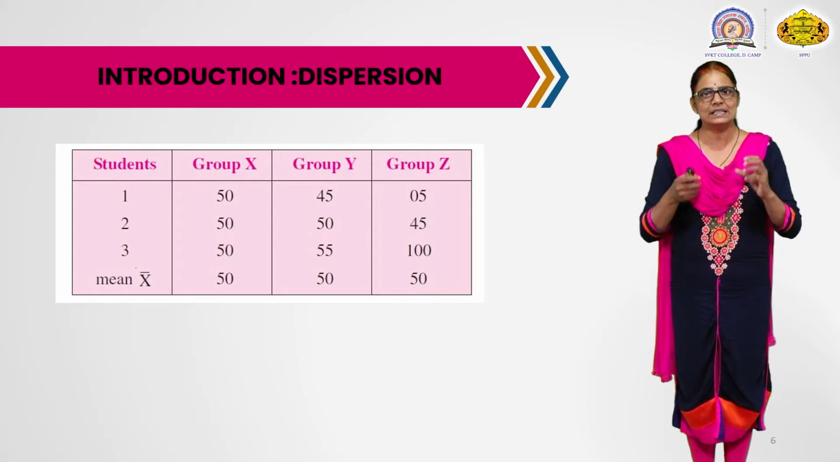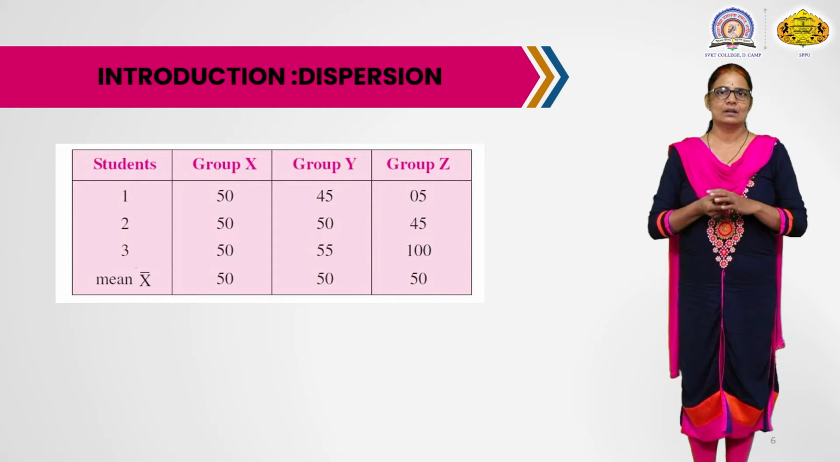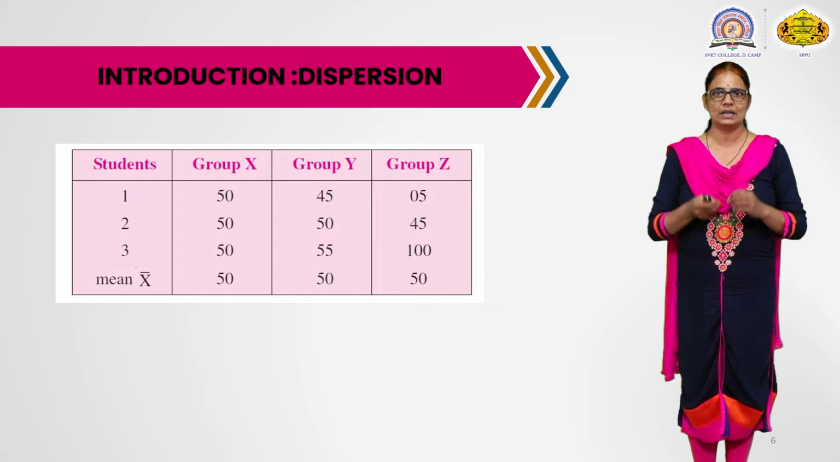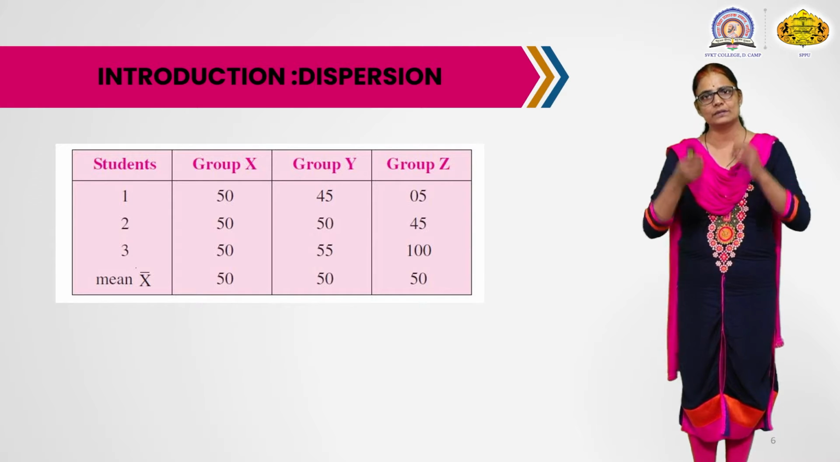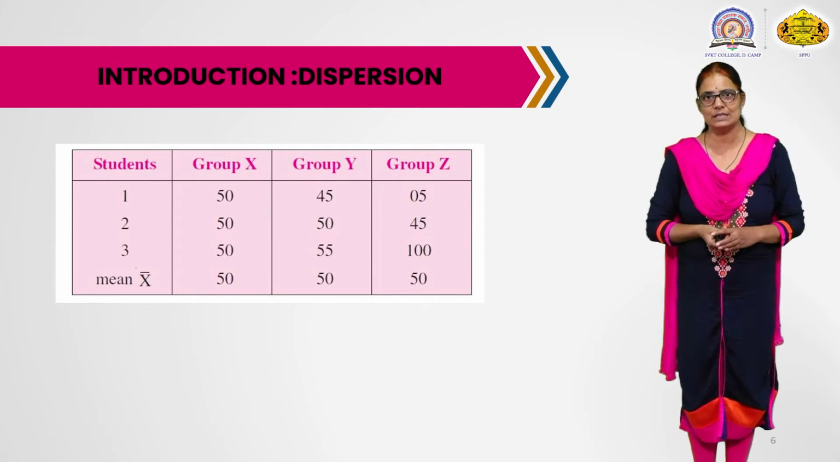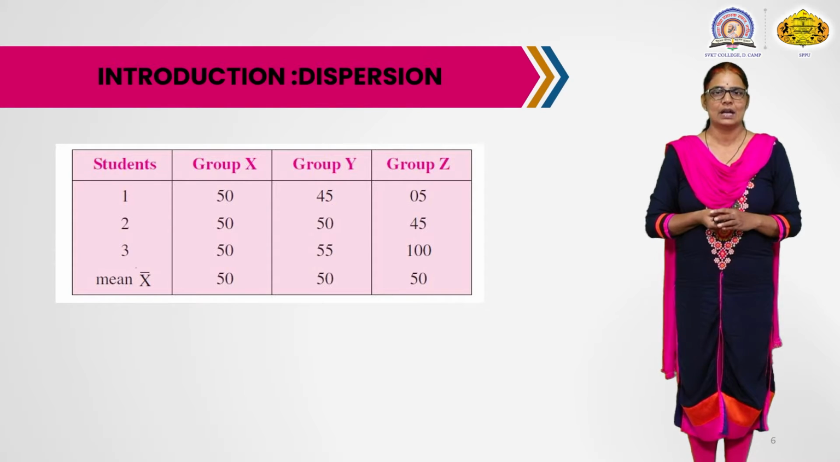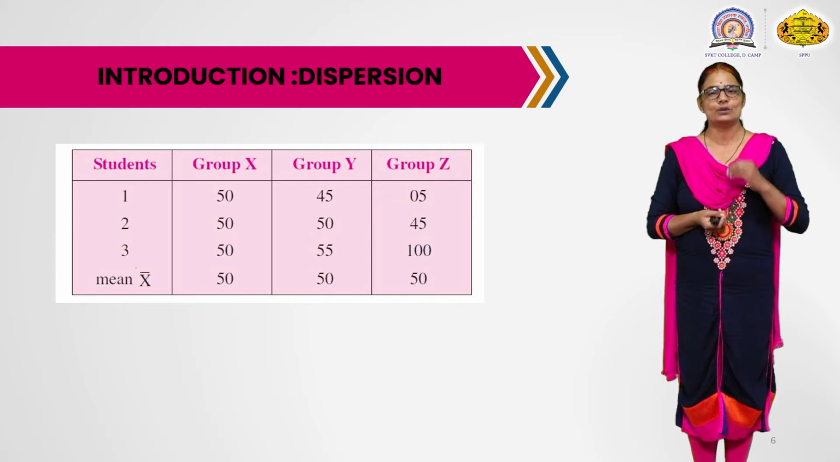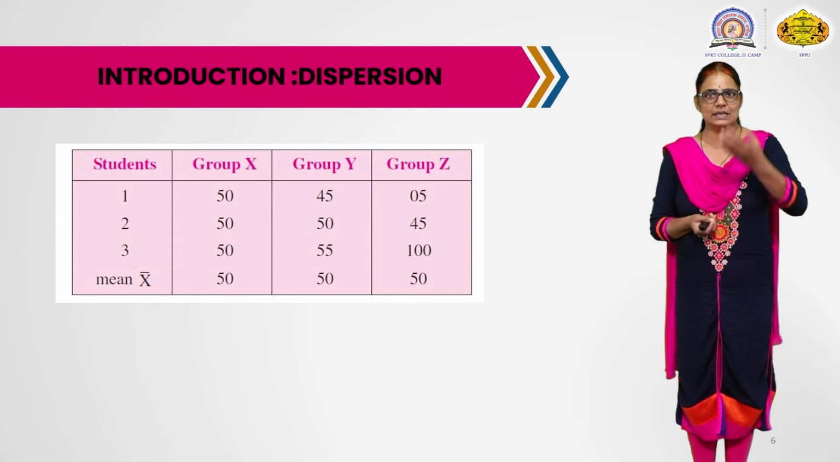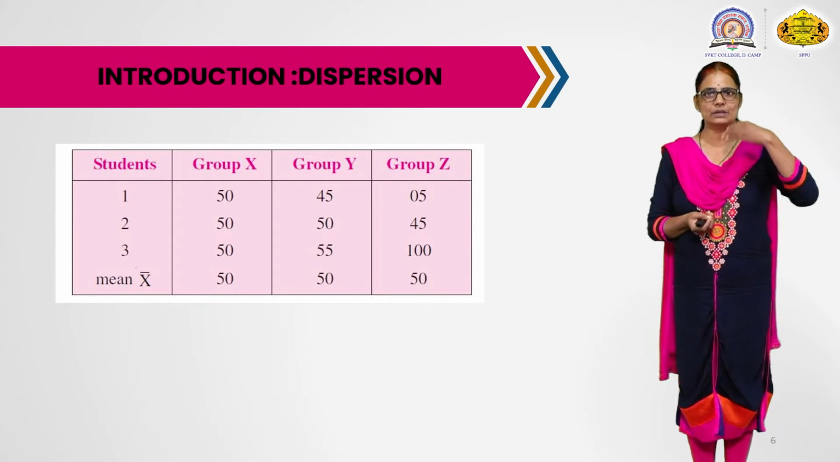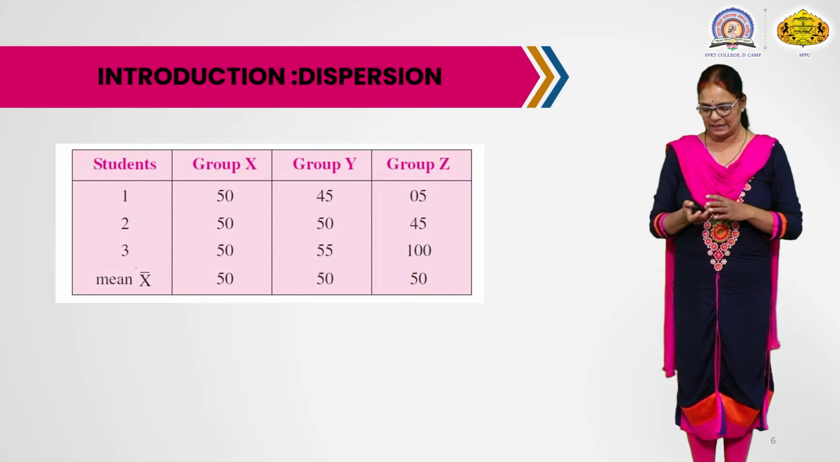So, what is the dispersion? Dispersion is nothing but the variation, the deviation of the values of the given variables from their mean, and dispersion is useful to understand the data more clearly compared to the measure of central tendency.